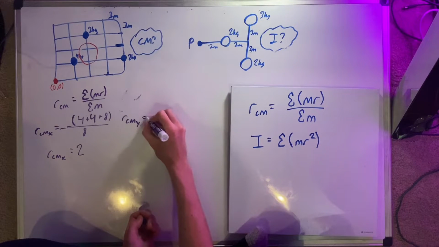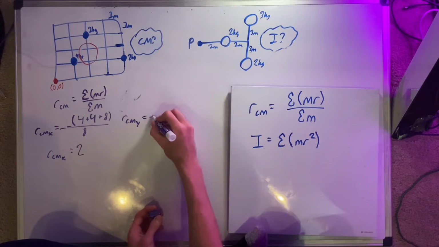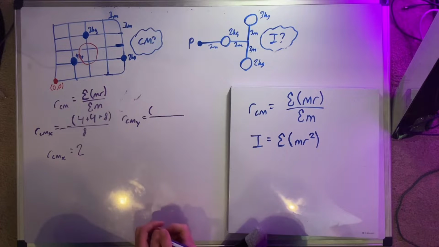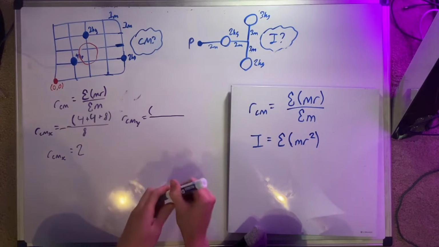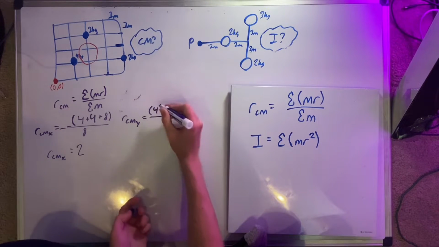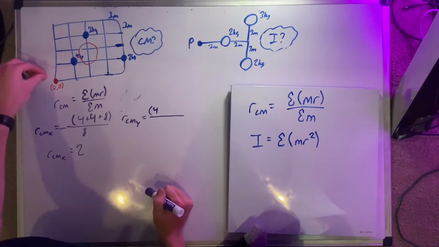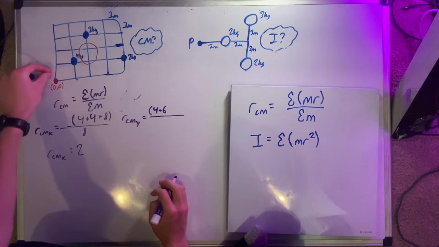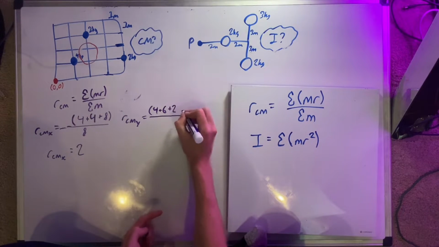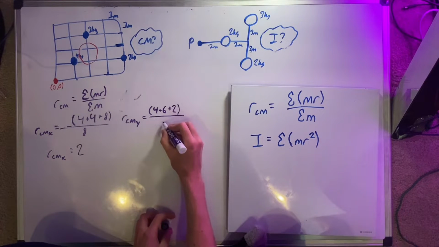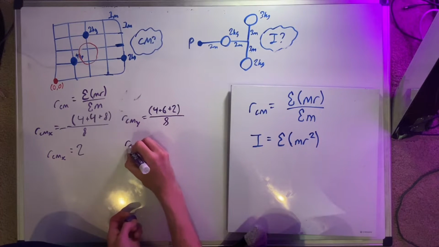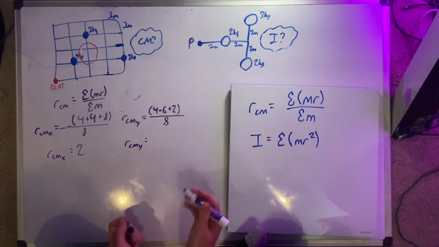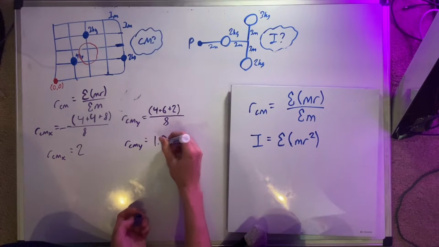RCM in the y direction is equal to our equation. So now we'll do the same exact thing, but look at how far they are from the y. This one is 1 up, so 4 times 1. This one is 3 up times 2 is 6. This one is 1 up plus 2 is 4, and then all divided by 8 again. So RCM in the y is equal to 4 times 6 plus 2, which is 12 divided by 8, so 1.5.